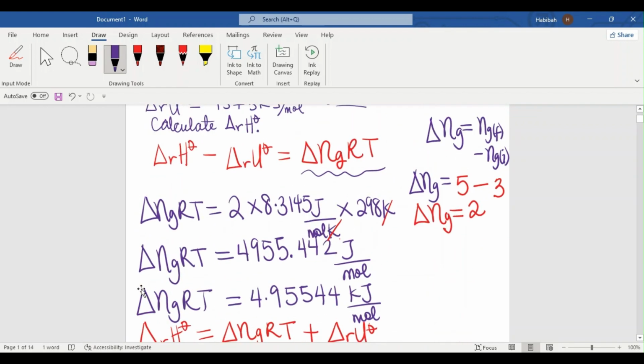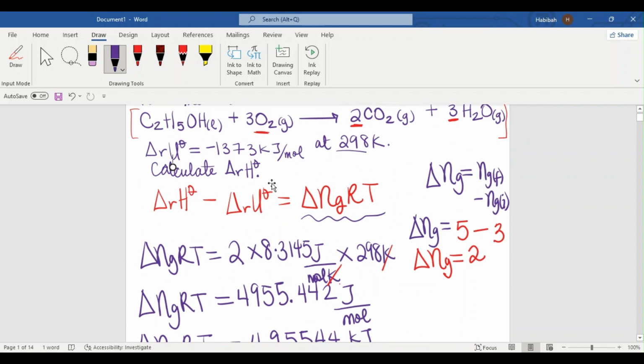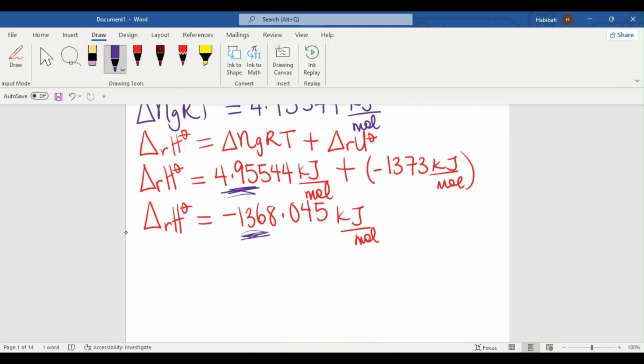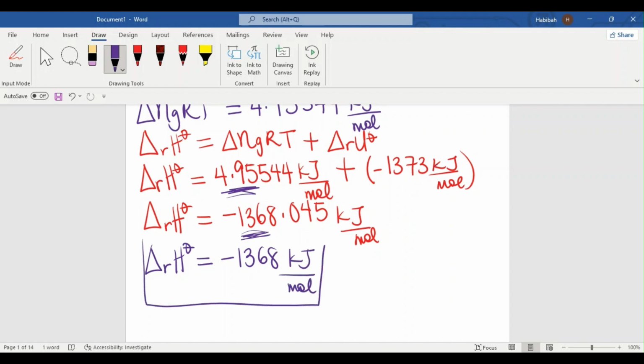But let's not forget that we're given this particular question in four significant figures. So we're going to make sure that our work is left in four significant figures. So that would end up being the change in enthalpy of the reaction equals negative 1368 kilojoule per mole. So this is the answer to this question.